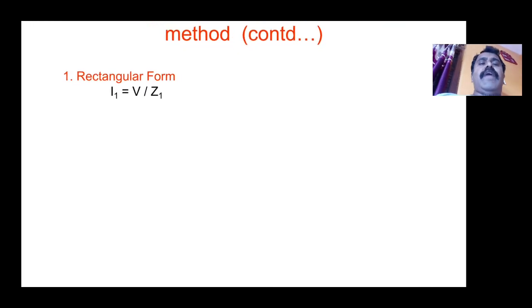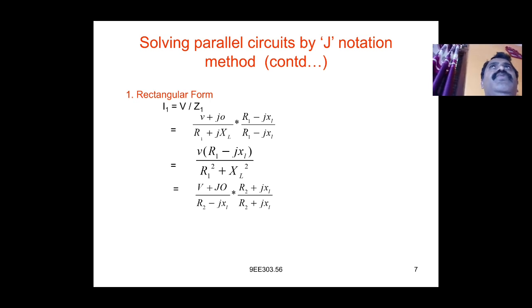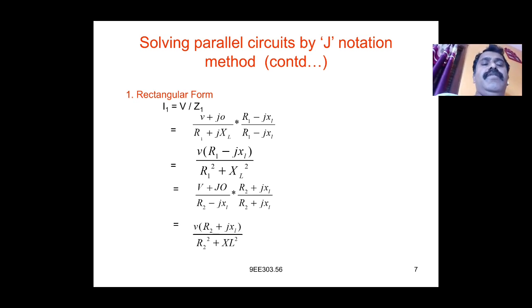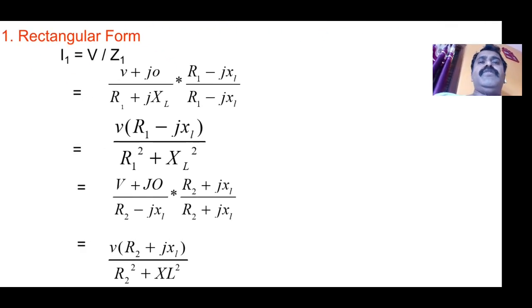In rectangular form, I1 is equal to V by Z1, that is V plus J0 by R1 plus JXL. Here we know Z1 is equal to R1 plus JXL. We multiply and divide by R1 minus JXL. That is V into R1 minus JXL divided by R1 square plus XL square. So we can get V plus J0 by R2 minus JXC, into R2 plus JXC by R2 plus JXC, that is V into R2 plus JXC over R2 square plus XC square.